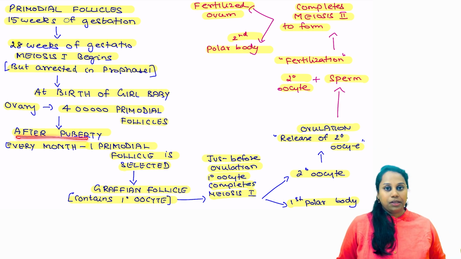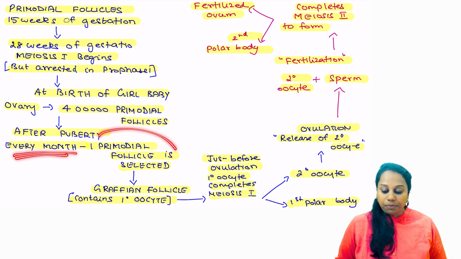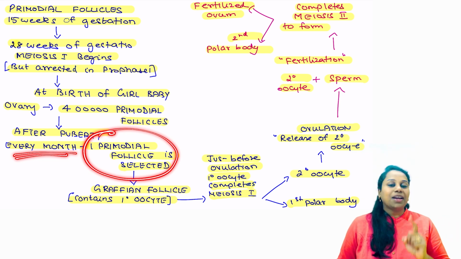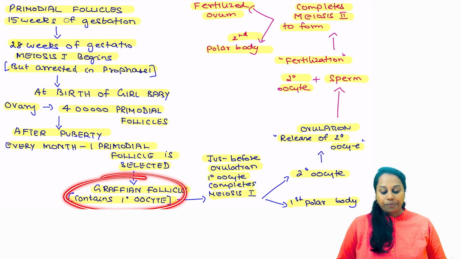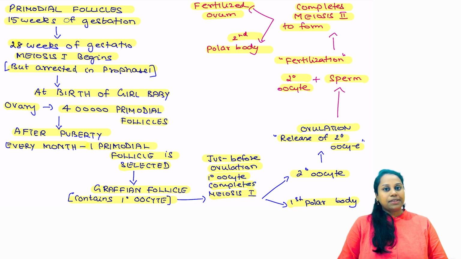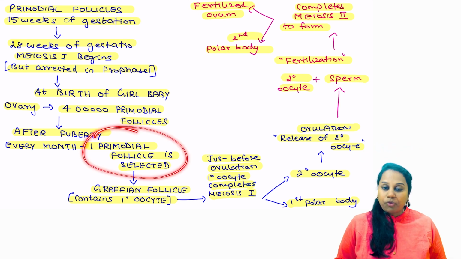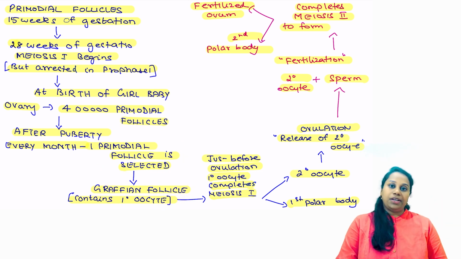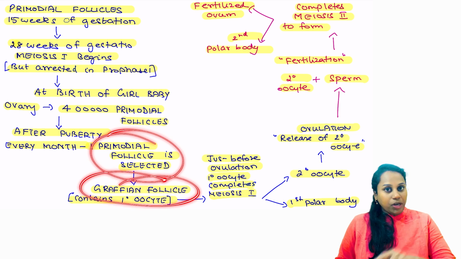After puberty, the girl baby attains puberty now. What happens after puberty? Every month, one primordial follicle is selected. From this 4 lakh primordial follicles, every month, only one primordial follicle is selected and is converted into Graafian follicle. The Graafian follicle contains the primary oocyte inside. So what is menstrual cycle in females? It's a 28-day cycle where in the first 14 days, one primordial follicle is selected and it is converted into Graafian follicle. That is what is happening in the first 14 days. That's why we call the first 14 days a follicular phase, because primordial follicle is converted into Graafian follicle.